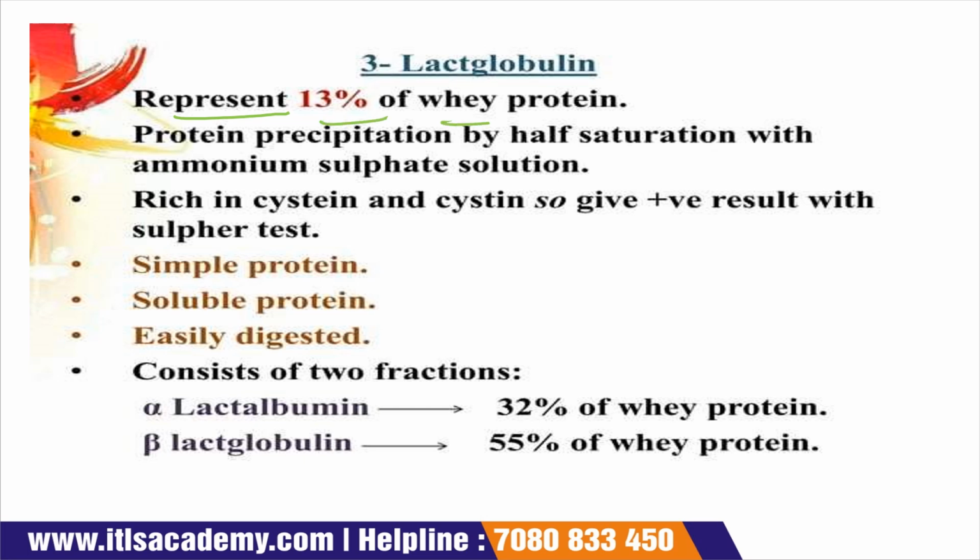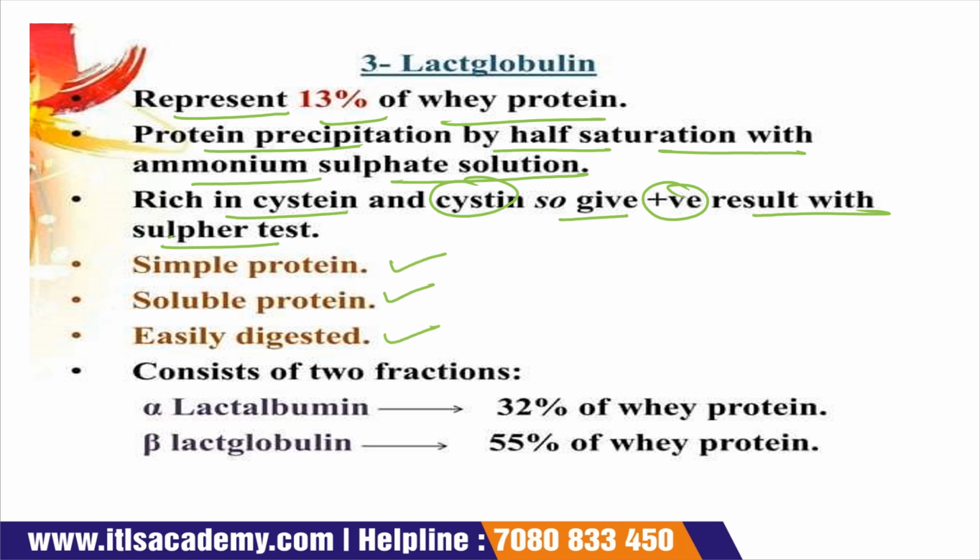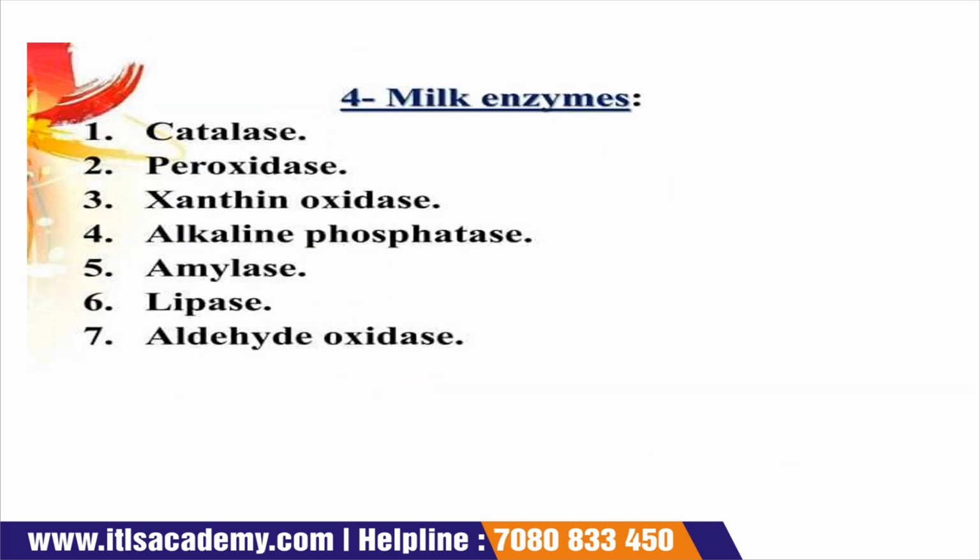Represents 13% of whey protein. Protein precipitated by half saturation with ammonium sulfate solution, rich in cysteine and cystine, so gives a positive result with a sulfur test. Simple protein, soluble protein, easily digested. Consists of two fractions. One is your alpha lactoalbumin and beta lactoglobulin. 32% of whey protein and 55% of whey protein. Now the next one is your milk enzyme.